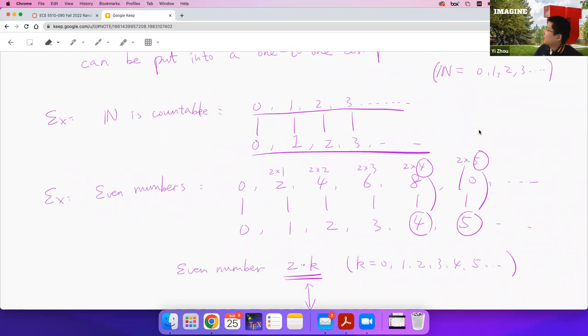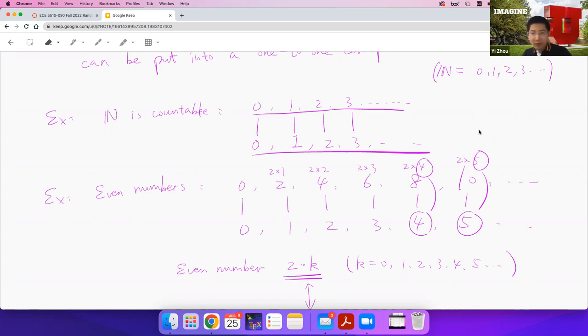And in fact, from here, you can claim that the number of even numbers is equal to the number of natural numbers, although the set of even numbers is contained in the set of natural numbers. But because we can build a one-one correspondence and both sets are infinite, you can claim both of them have the same number of elements, which is infinity.